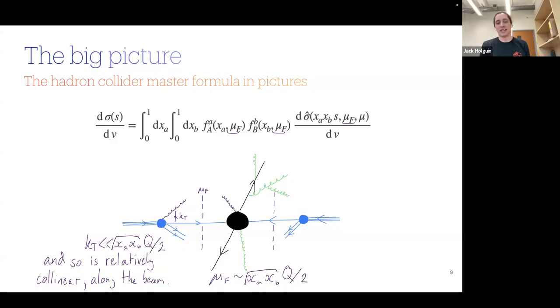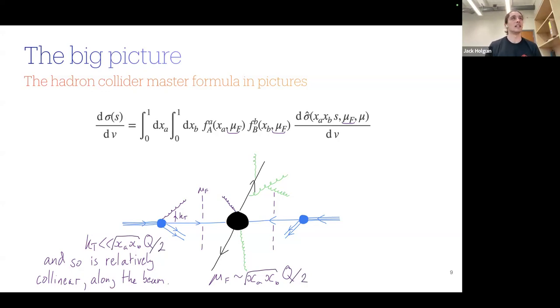Now, the natural choice is to let mu f be quite close to the partonic hard scattering center of mass. And what this then gives you the intuition of is any particles which have a transverse momentum larger than mu f, then they have a transverse momentum that's comparable to the hard process we're scattering. And so it makes sense that you consider it as a part of that process. And anything with a transverse momentum less than that, we're considering to be part of the structure of the proton.